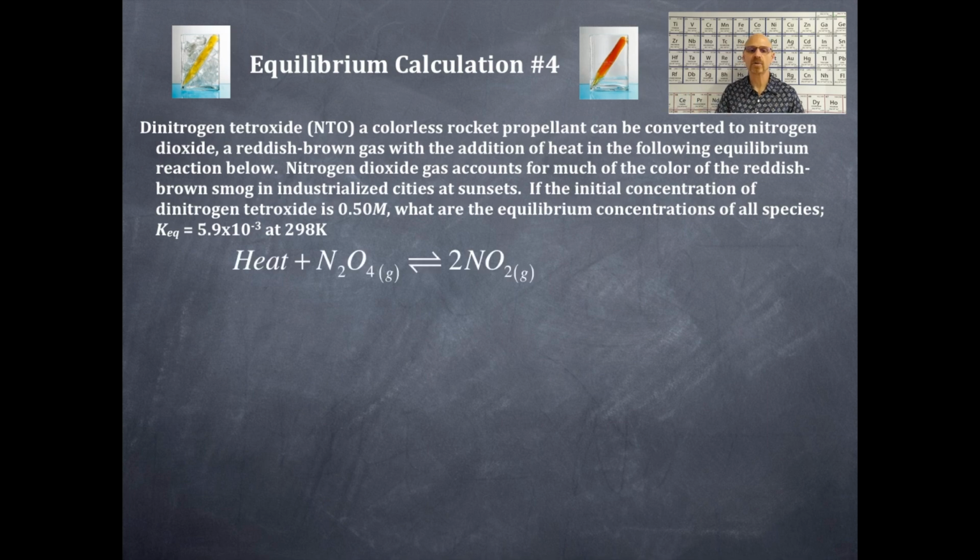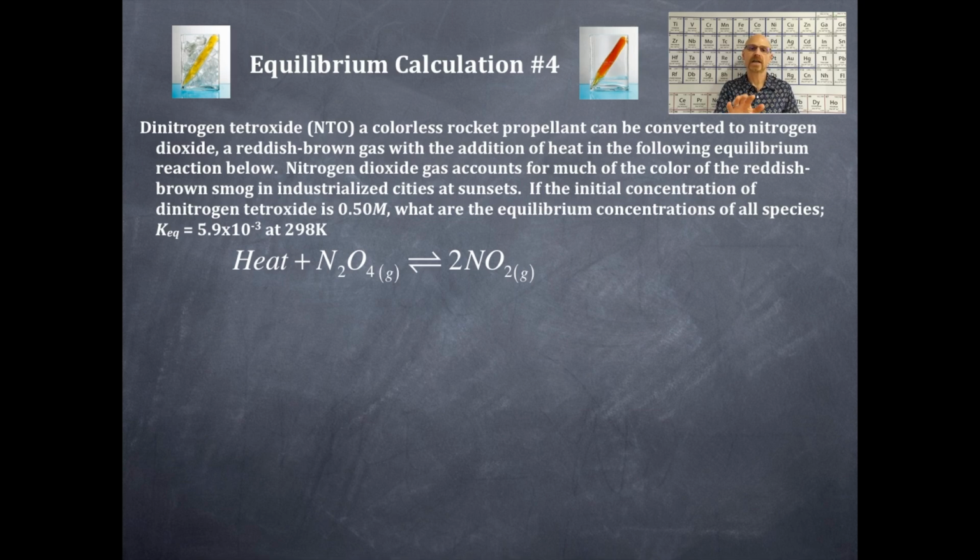So here's the equation. There is a heat term on the reactant side. That lets you know that this is an endothermic reaction. If you were to decrease the heat, the reaction will shift towards the reactants, and you get more N2O4. If you increase the heat, then the reaction will shift to the right towards the products, and you'll get more NO2. The N2O4 is colorless.